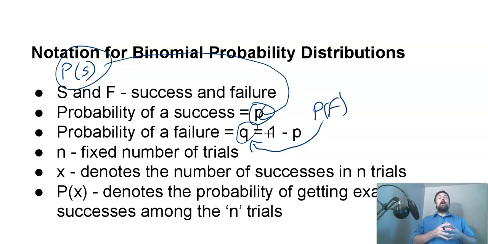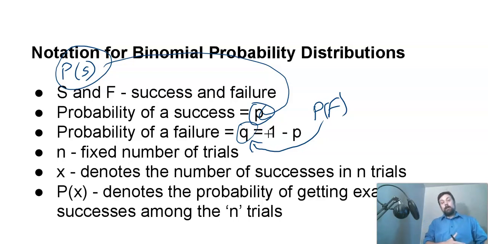The probability of a success on that one trial is P. The probability of a failure on that one trial is Q. N, as I already mentioned, is the fixed number of trials. And then we use X as our random variable to denote the number of successes out of those N trials.